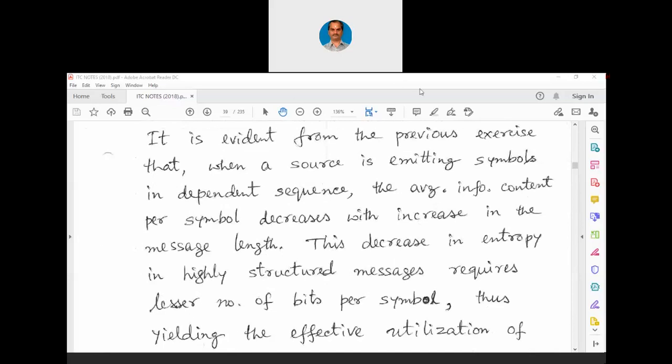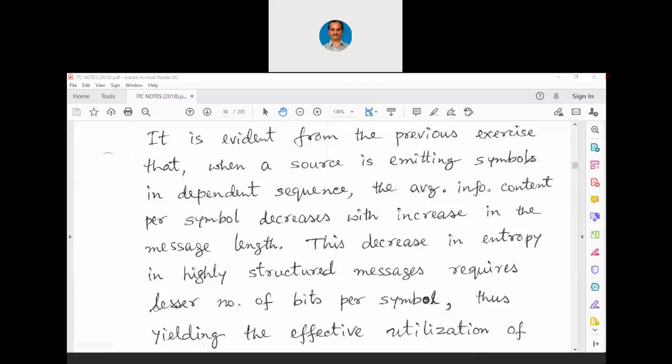Now, whatever I discussed, I have written it in the notes. I'll just read out quickly. It is evident from the previous exercise that when a source is emitting symbols in dependent sequence, the average information content per symbol decreases with increase in the message length. It is a dependent sequence, remember this always. All the symbols are statistically dependent. When the symbols are statistically dependent, more number of symbols doesn't mean that more amount of information is conveyed. So the average information content per symbol decreases with the increase in the message length.